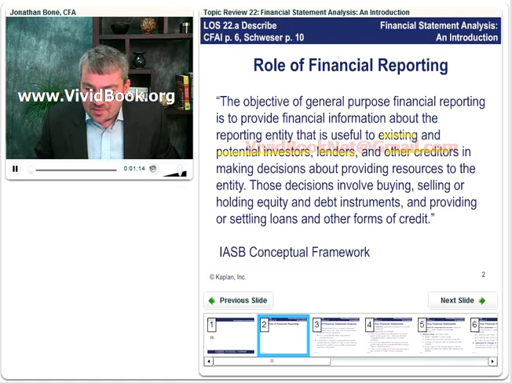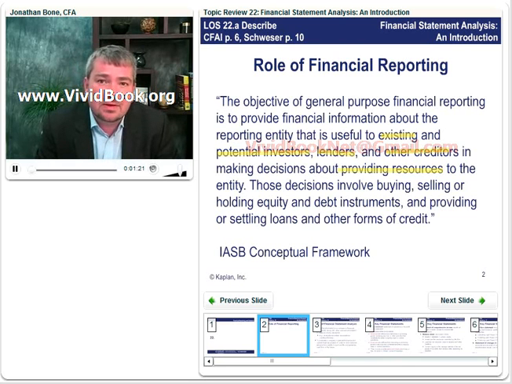It's all about providing resources to the entity. So it's going to give information to both the shareholders and the debt holders of the company when they're making their decisions, whether to buy shares, whether to provide loans, etc. Notice it then finishes up by reiterating this. Those decisions involve buying, selling, holding equity and debt instruments, providing or settling loans and other forms of credit. So really, it's got a big focus on people that are providing finance or thinking about providing finance to the company.